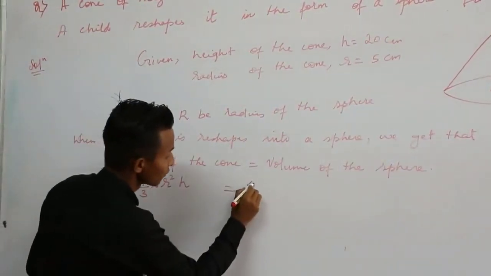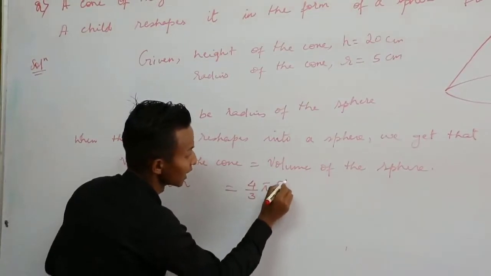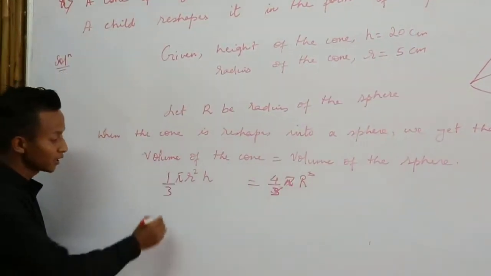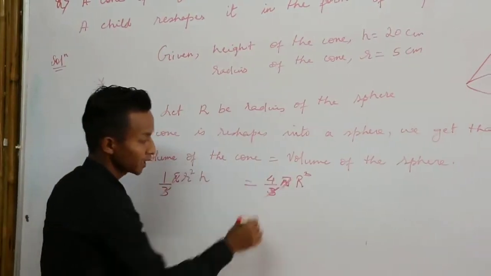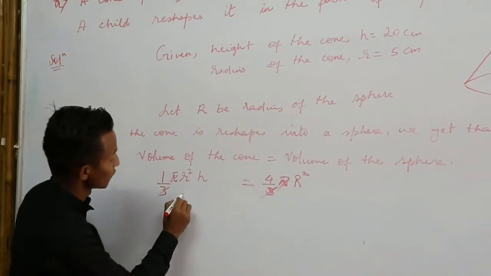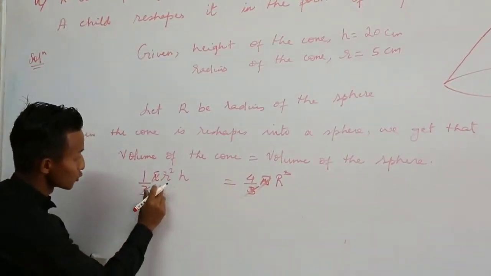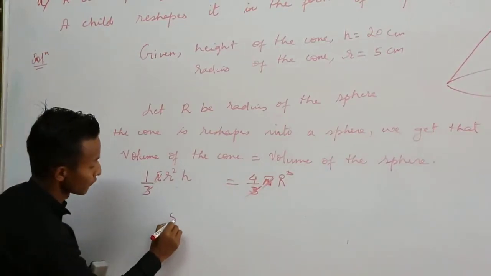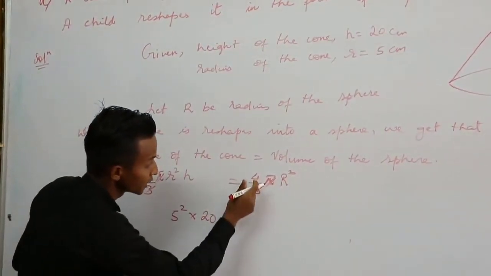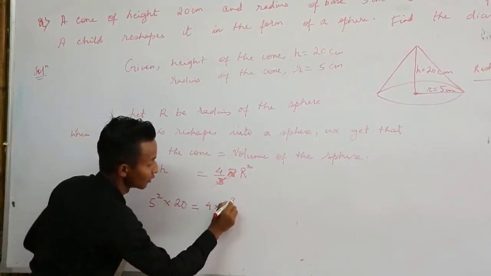the volume of the sphere is 4 by 3 pi into radius cubed, but the radius of the sphere is capital R. So here I'm going to find the value of capital R. Here 3 and 3 cancel, pi and pi cancel. So we are left with r squared into h. So r is 5, 5 whole squared into h, which is 20, equal to 4 R cubed. And we have to find the value of R. So R is unknown, right?